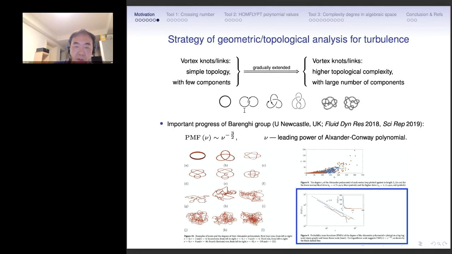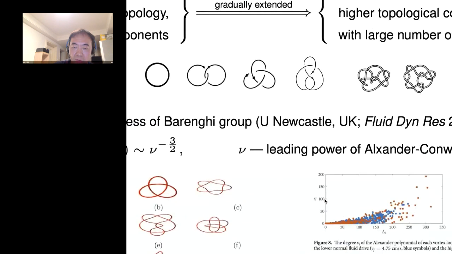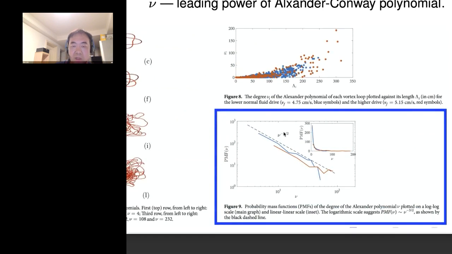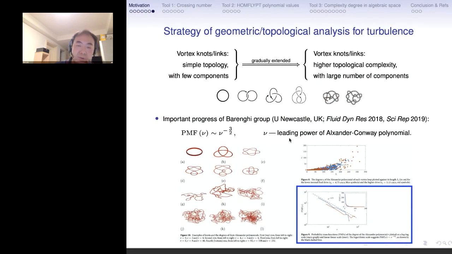Because Carlo is in the audience, I want to cite his work in the past years. That is an important progress. He and his group did some very interesting work for superfluids, quantum fluids. They found so many vortex knots and links, then picked up the leading power of their Alexander-Conway polynomials. They found an interesting power law, with the power minus 3/2. That is, the probability mass function is proportional to this power. That is similar to Kolmogorov's power. Interesting.